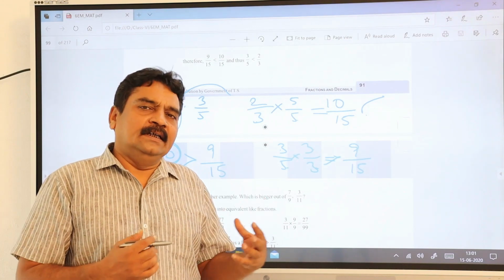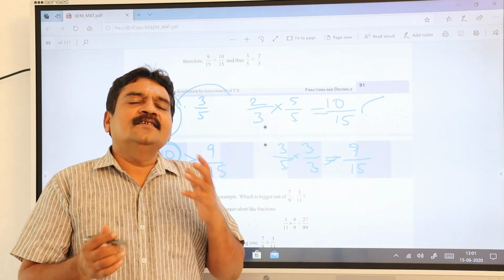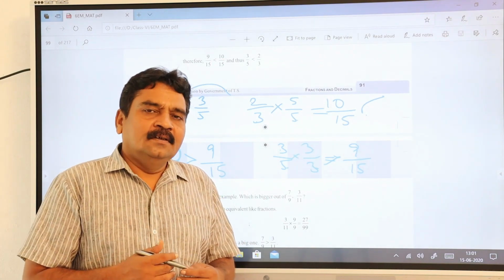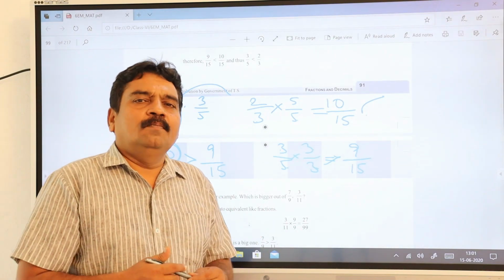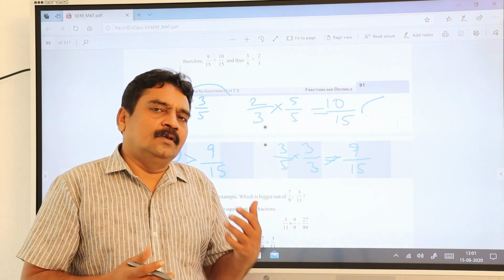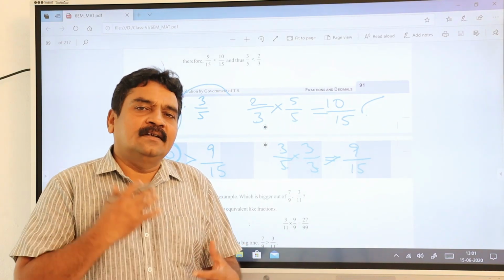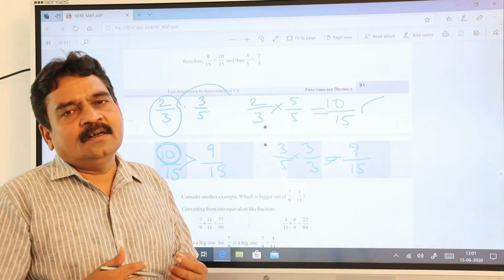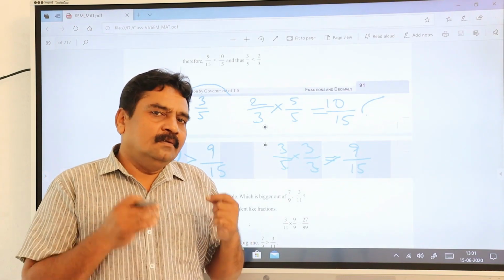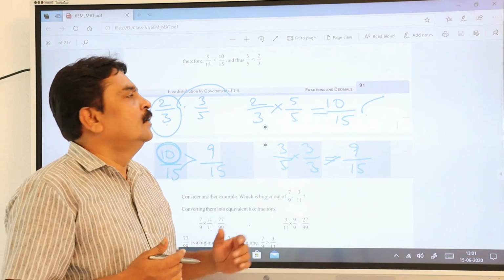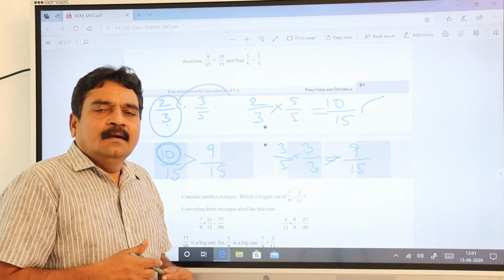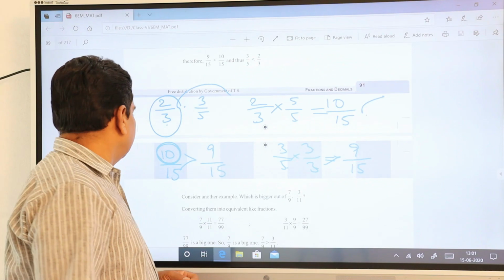One thing you have learned here is that until you make equivalent fractions or like fractions, it is not possible for you to find out which fraction is greater than the other. So this is a simple concept you have to understand. Let us start now by doing a problem and explain how to proceed further.